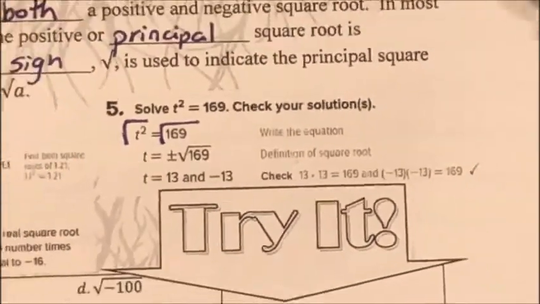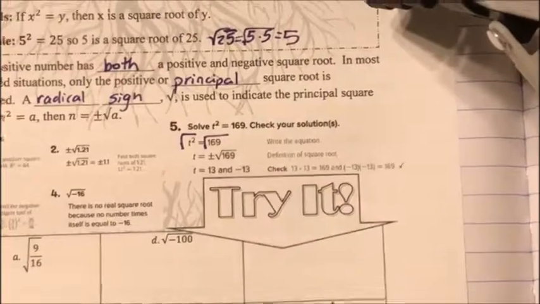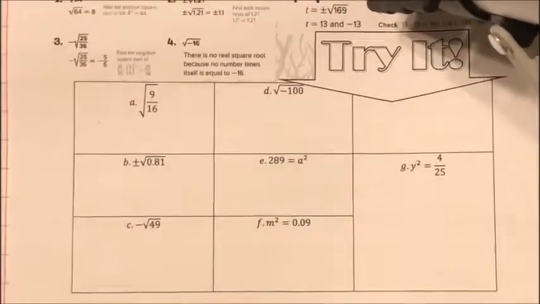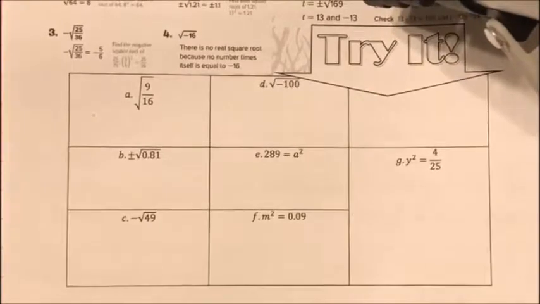All right, now you have a couple of try problems. Go ahead, try them out on your own. Okay, pause the video, and when we come back, we'll look at the answers. All right, now that you've paused the video and unpaused the video and tried them out on your own, let's look at the answers together.